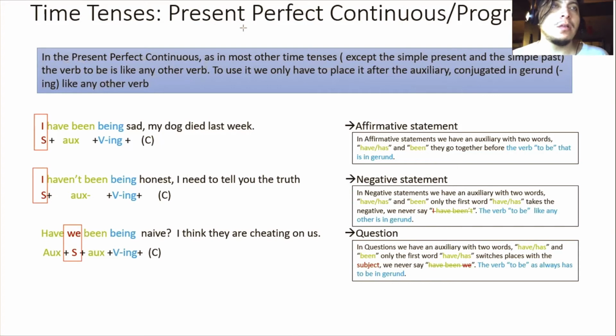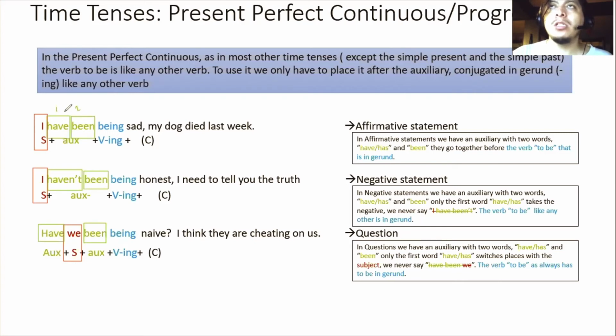The order of the elements. Then we have the auxiliary, which is two parts: have been. When we make a negative, only the first part takes the negative. And when we make a question, again, only the first part switches positions with the subject.